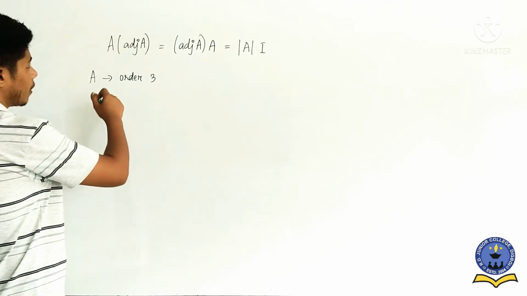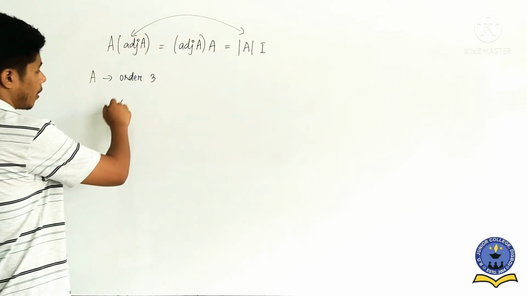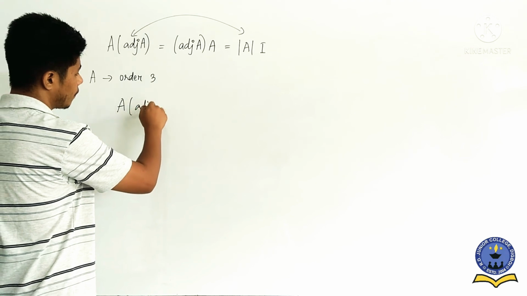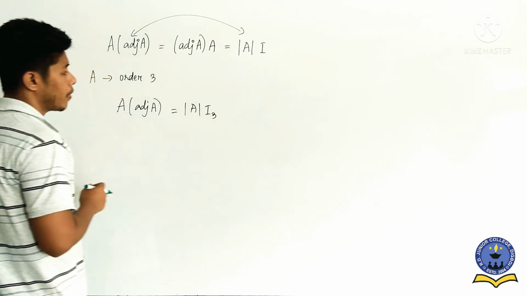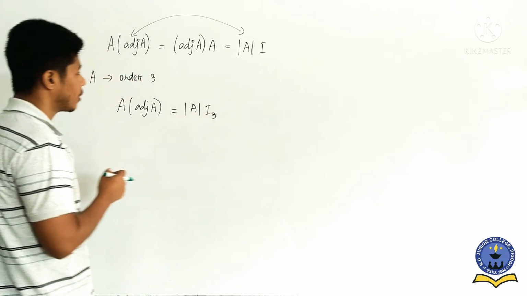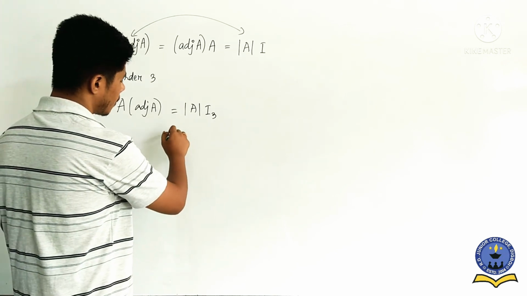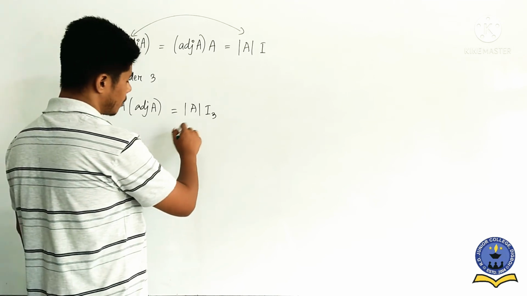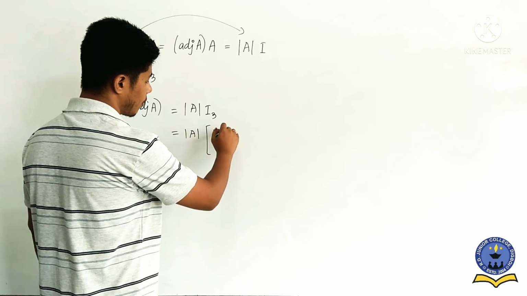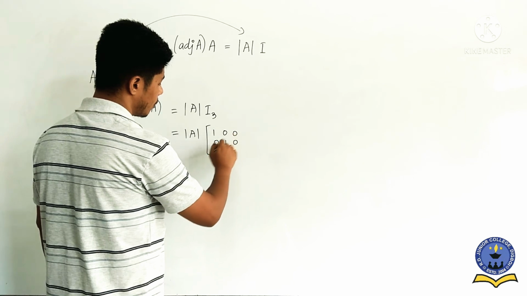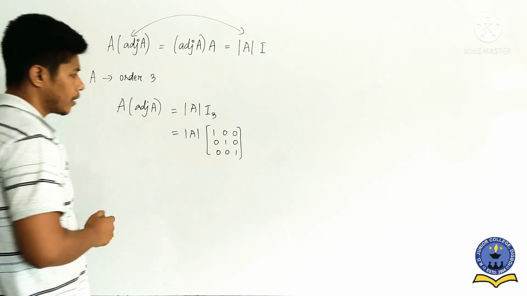So now, if we take these two, A into adjoint of A equals determinant of A into I3. Why do we write I3? Because we consider A as order 3, so that's why we have to consider the order 3 identity matrix. This one, identity of order 3, I3, means 1 0 0, 0 1 0, 0 0 1. This one is the identity matrix, isn't it?